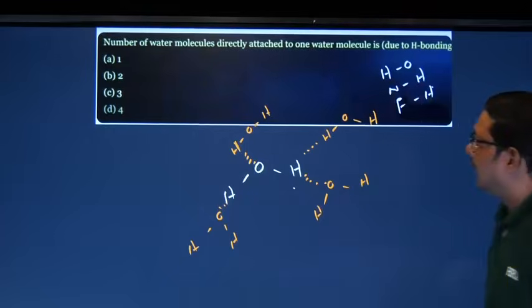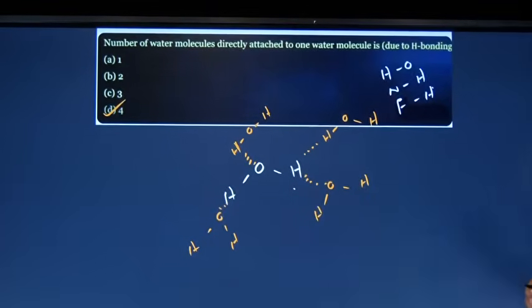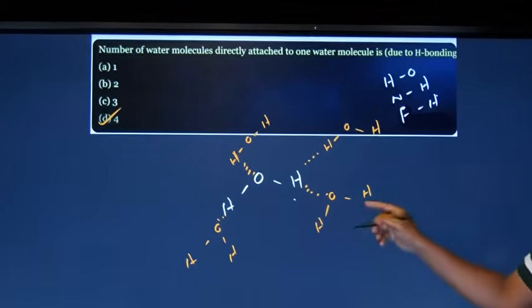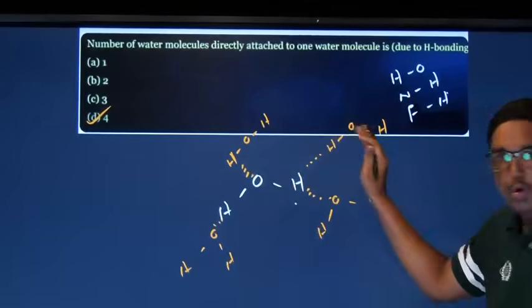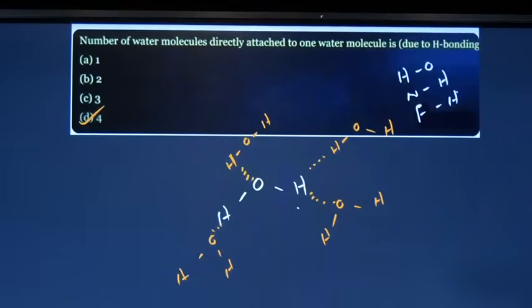So the correct option should be option D. Option D is the correct option. I repeat again, in the liquid state, 1 mole of water molecule is surrounded by 4 moles of water molecules. The correct option is the 4th option. That means you can take 4.